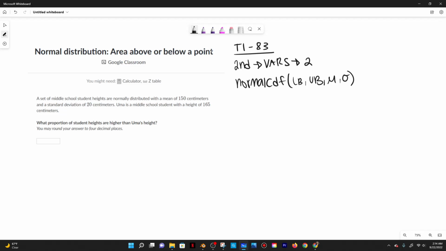In this case, our lower bound is what we start with, and that is a height of 165. So that's going to be 165. Our upper bound is actually infinity because remember, a normal distribution is a continuous curve that is never ending, right? So it goes on to infinity, and that is the proportion we're trying to find, the proportion just above 165. Unfortunately our calculators don't have an infinity button.